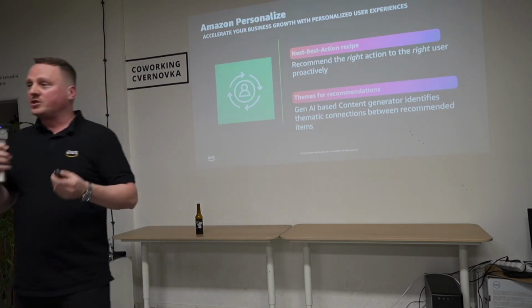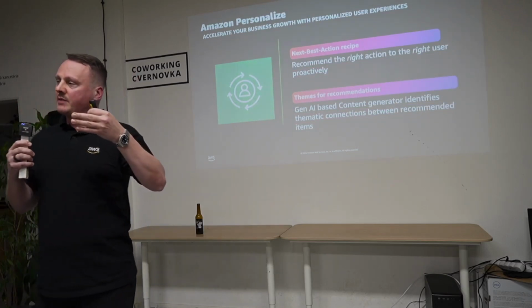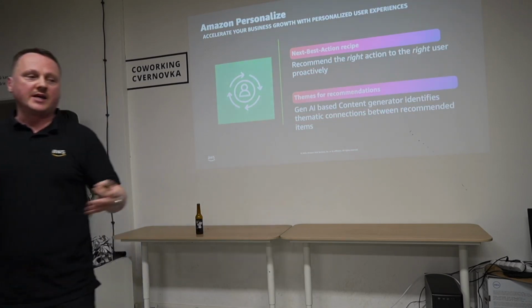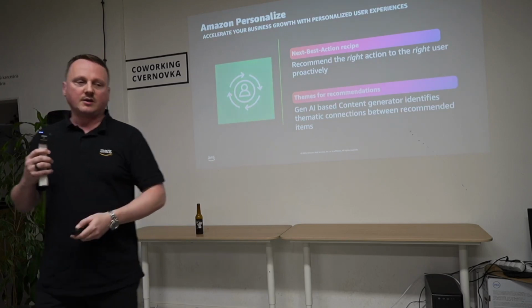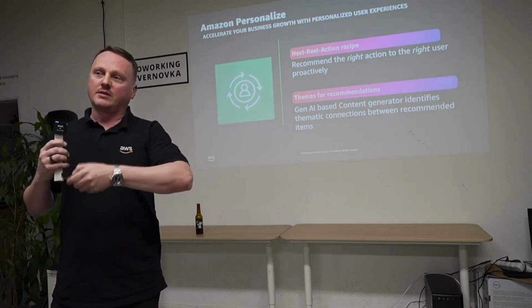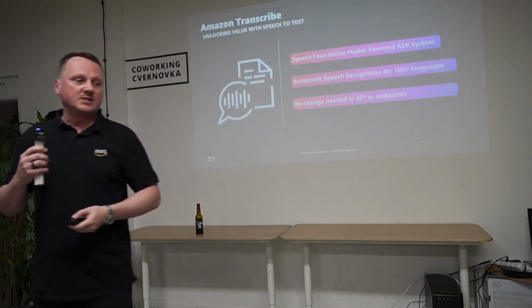And then we also have Personalize. This is a personalization engine that Amazon actually uses. So when you go to Amazon and you see product recommendations, we use that. Now it's actually using LLM models for some of the functionality. So things like next best action are LLM based, and things like Transcribe.